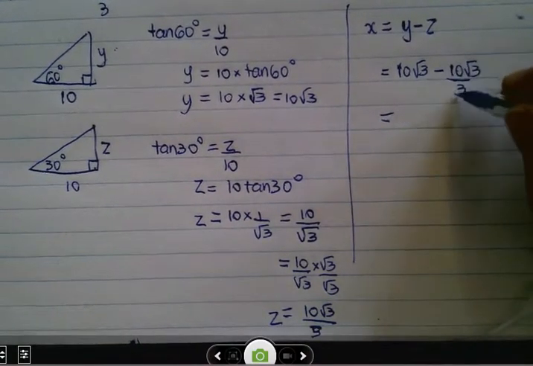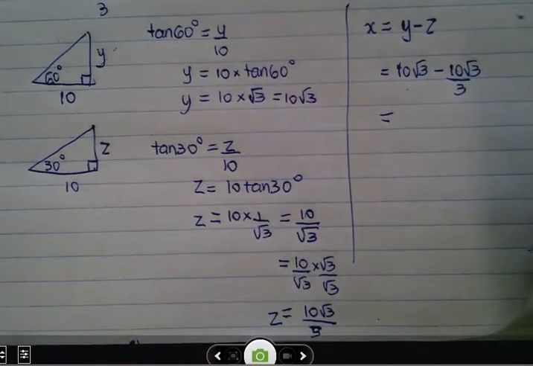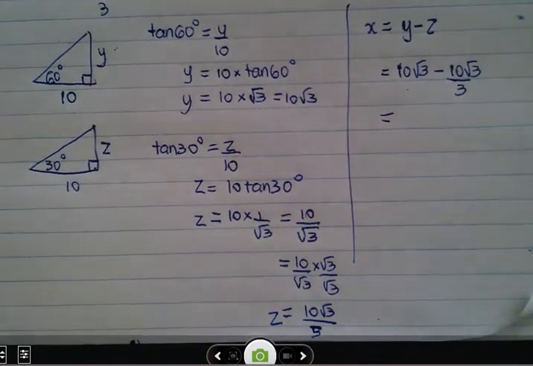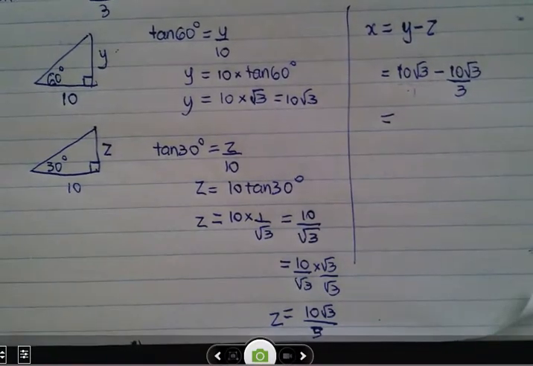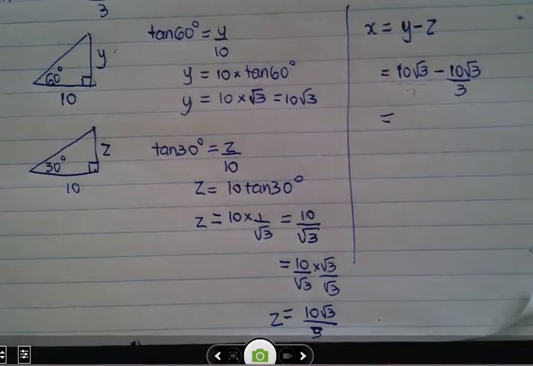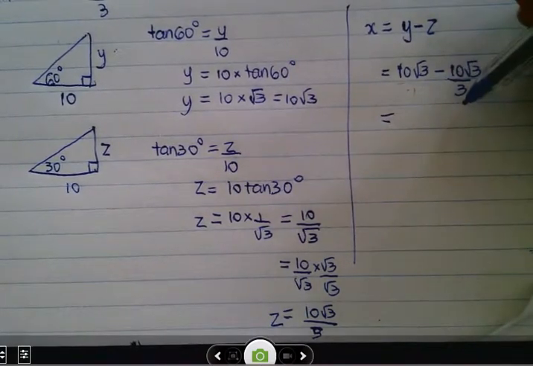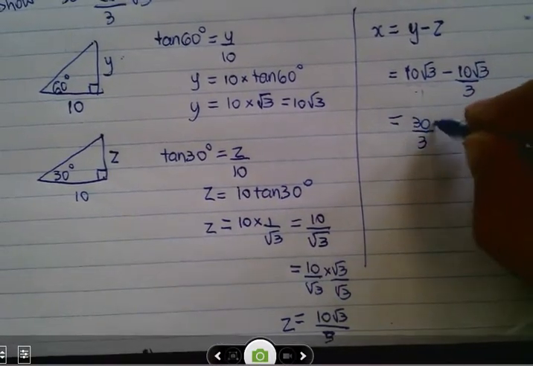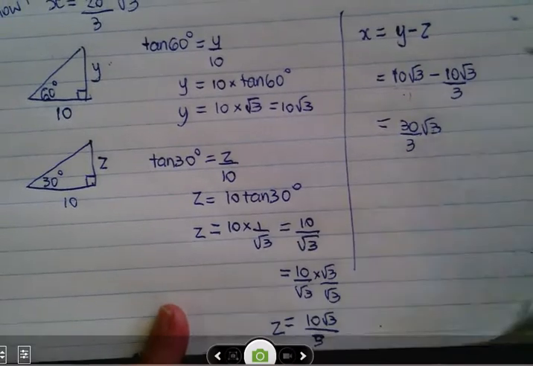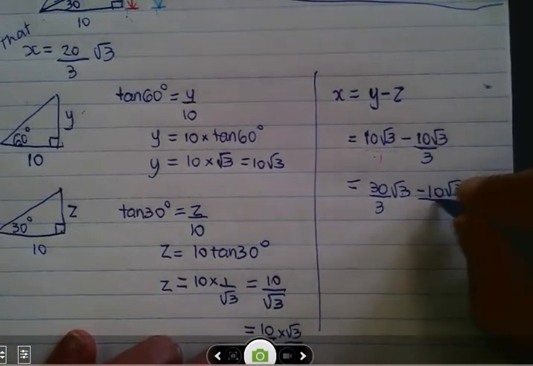You know how that's 10 over 3? Can you write this with a denominator of 3? What do you times it by? At the moment it's over 1. Times 3. So you times that by 3 and that by 3, but it's the whole numbers you're timesing by 3. Or you just grab your calculator and you go 10 minus 10 over 3. So I can say that that's 30 over 3 root 3. You okay with that? Minus 10 root 3 on 3.